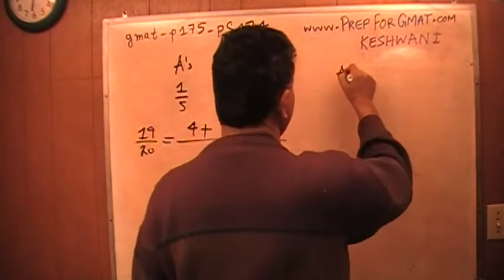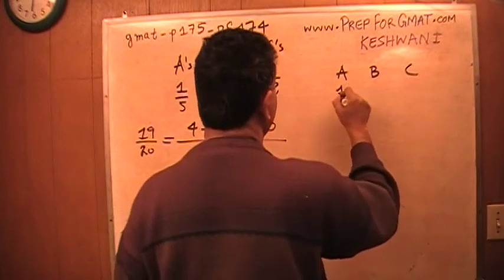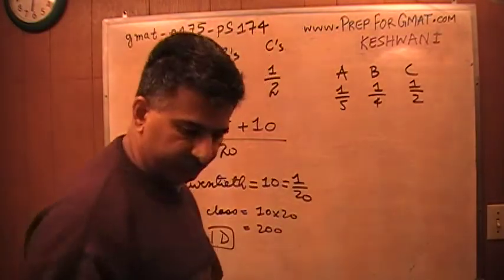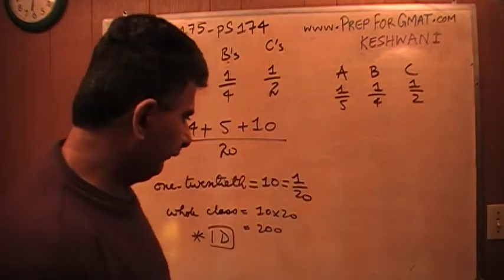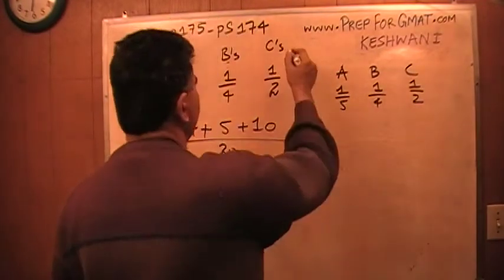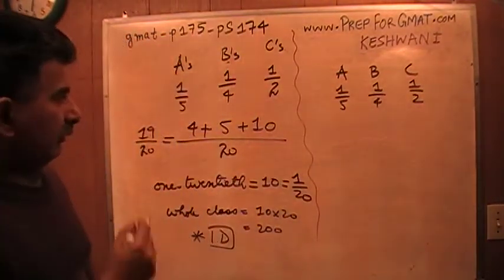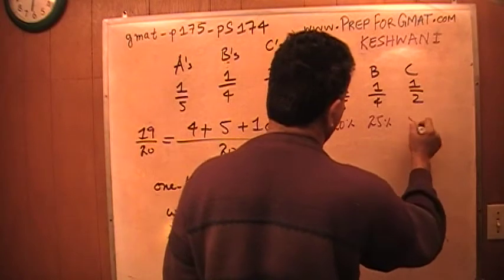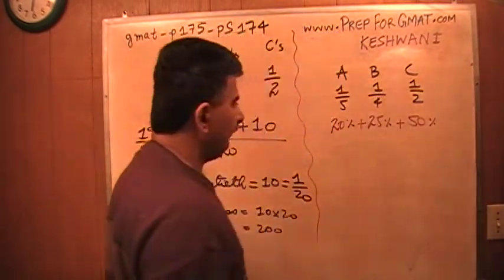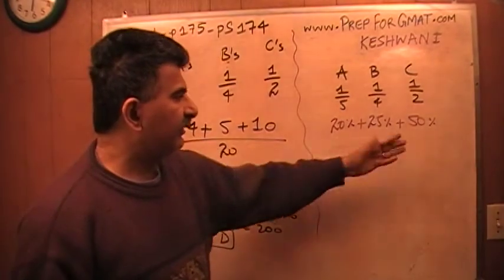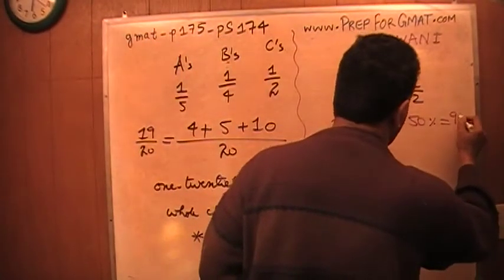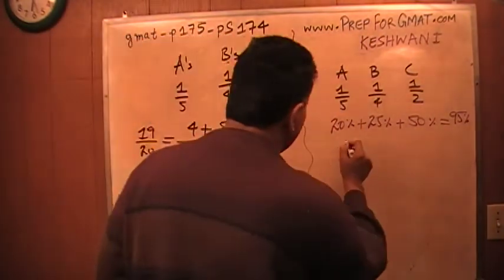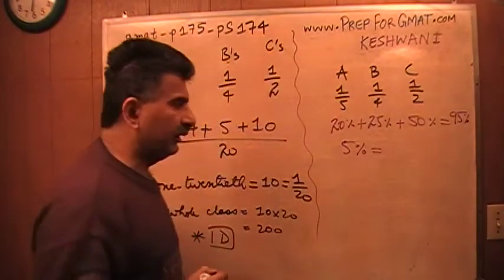So here's my A, B, and C: 1/5, 1/4, and 1/2. Let me change the color, not that you're able to tell the difference, but for whatever it's worth. So 1/5 I know is 20%, 1/4 I know is 25%, 1/2 I know is 50%. 20 plus 25 plus 50 is 95%. So that tells me that the remaining 5% of the class equals 10.